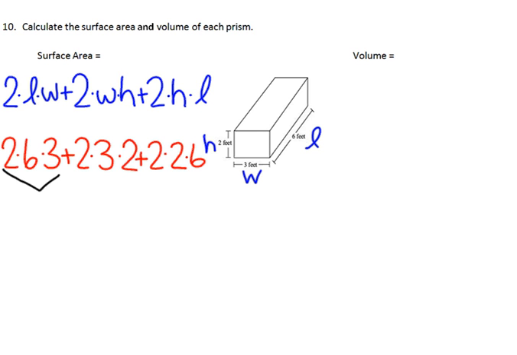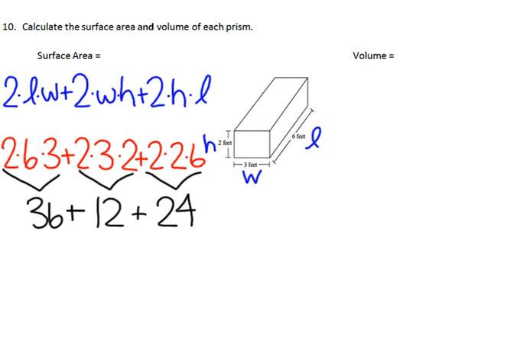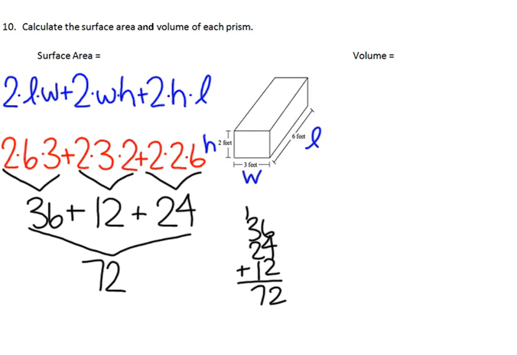So 2 times 6 times 3 is 36. 2 times 3 times 2 is 12. And 2 times 2 times 6 is 24. And we can line those up, 36 plus 24 plus 12. And that comes out to be a total of 72. And since this is area, the units are going to be feet squared.